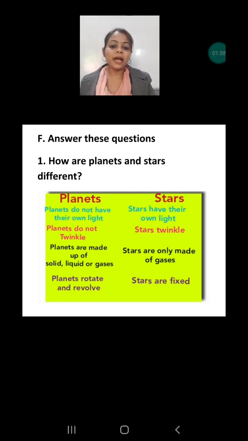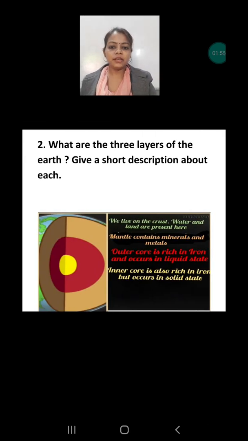Next, planets rotate and revolve. Yes, time to time they change their place when they are revolving around the sun, but stars are fixed. They don't move from the same place. They twinkle.